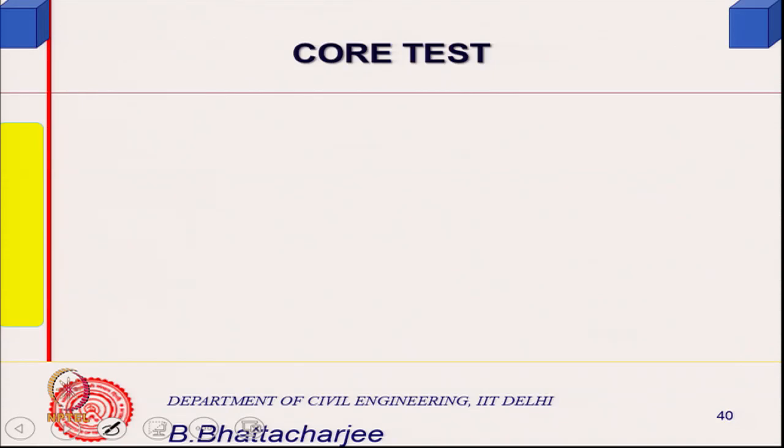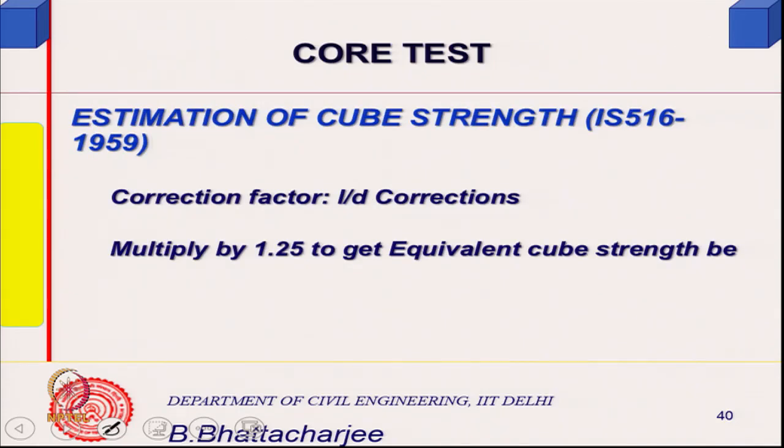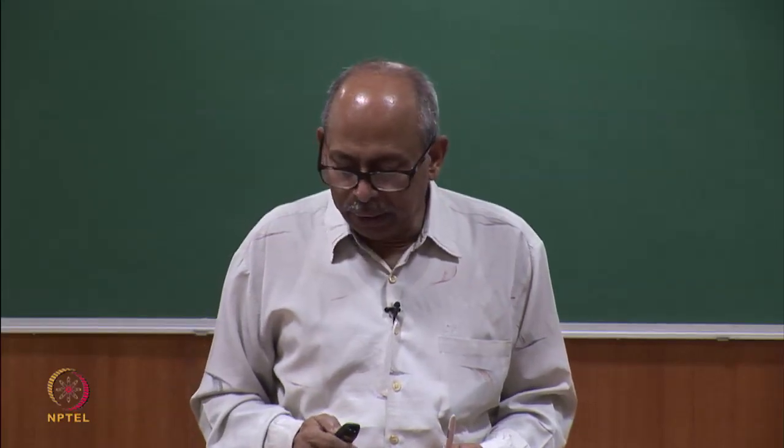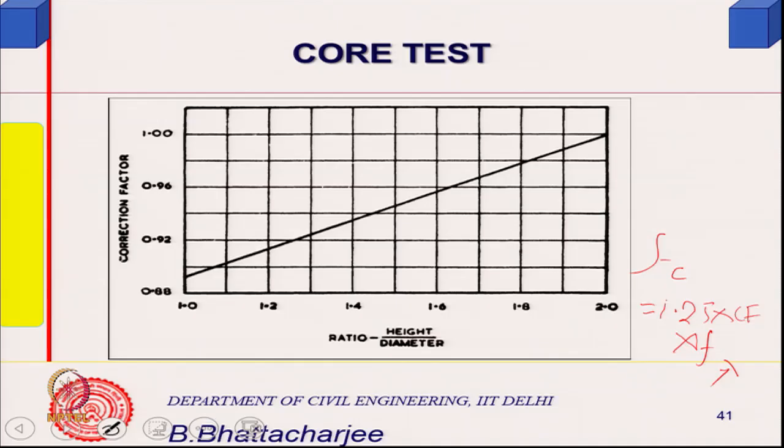Now, if you see in India, IS 456, what does it give you? It gives a correction for L by D, and using this L by D correction, you find out the equivalent cylinder strength. Then it says that whatever strength you have got, multiply this by 1.25 to get the equivalent cube strength. So, first find out the equivalent cylinder strength. How do you find it out? Using this sort of a curve. There is a curve given in the code, L by D.